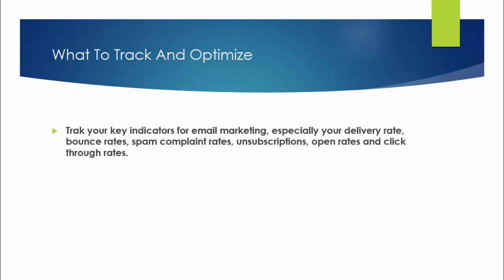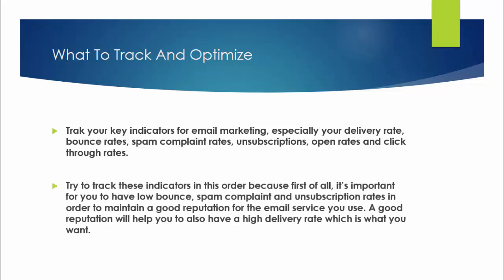First of all, you need to track your key indicators for email marketing, as we have previously discussed, especially your delivery rate, your bounce rates, your spam complaint rates, your unsubscriptions, your open rates, and your click-through rates. Then you need to try to track these indicators in this specific order because first of all, it's important for you to have a low bounce rate.